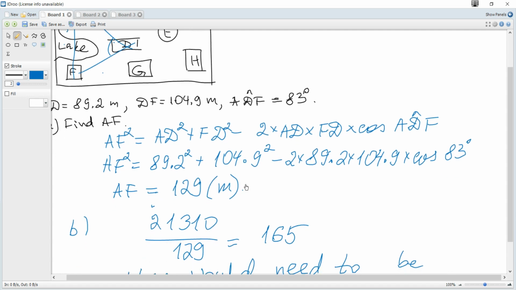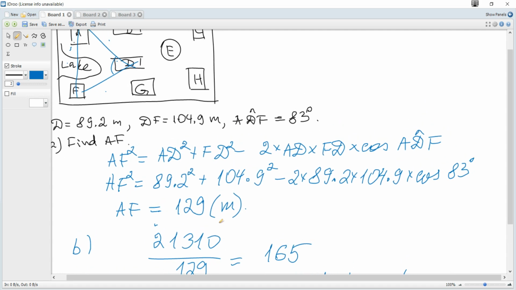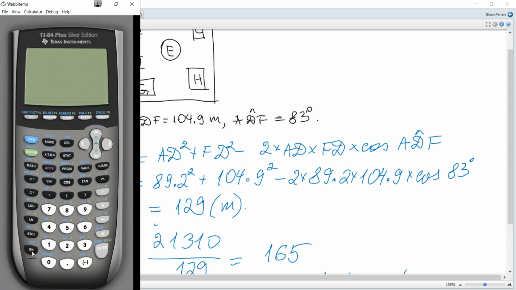And substituting values and using a calculator, the right hand side is equal to this, then a square root or to the power of a half or 0.5, and you can see that it's 129 meters to 3 significant figures.